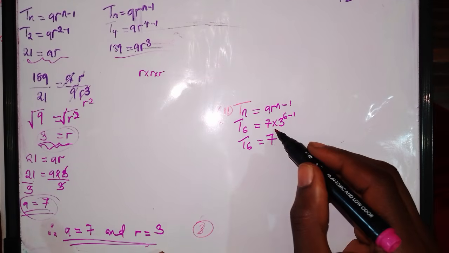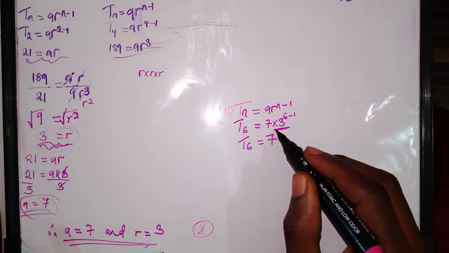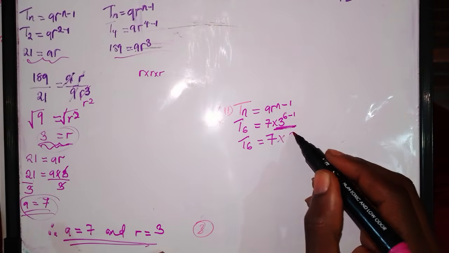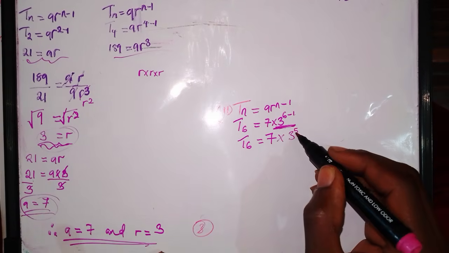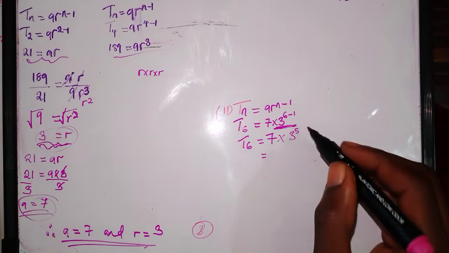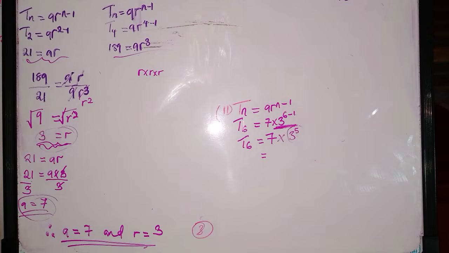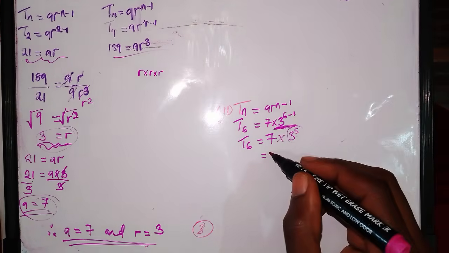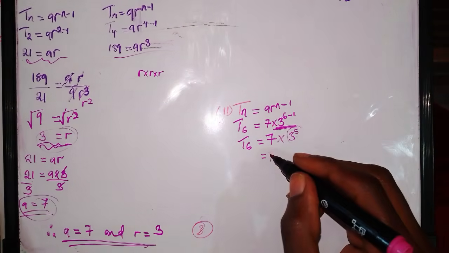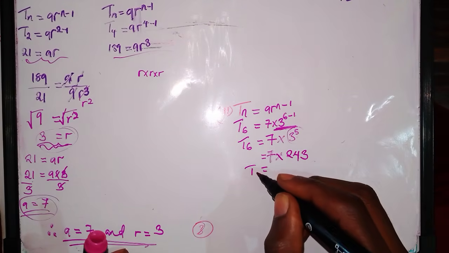So don't make the mistake of multiplying. You're saying no, this is BODMAS. No, don't multiply, leave it the way it is. So you say times 3 to the power 60 minus 1, 59. Again here, don't multiply 7 times 3. First find the value of 3 to the power 59. So what is 3 to the power 59? Then now you can multiply. So you say 7 multiplied by that value. What's our answer?